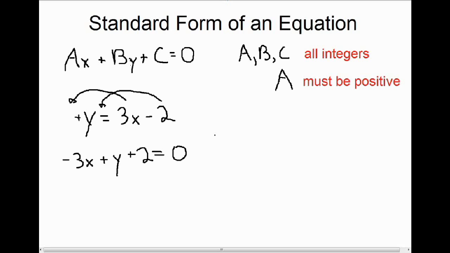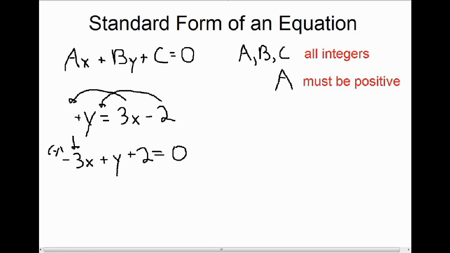Now, this is almost in standard form. There are no fractions here. All the terms are brought to the left side. The only problem here is our value of a. Our value of a is an integer, but it has to be a positive integer. So we're not allowed to have that as negative 3. So we have to change that. We have to make it a positive. And the easiest way to make that into a positive is to multiply it by negative 1.